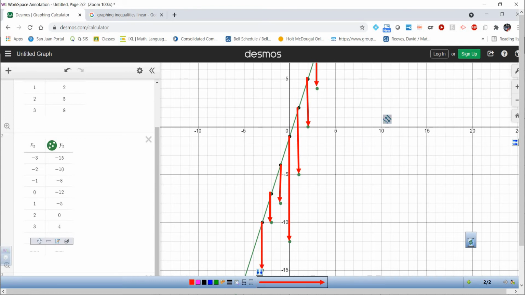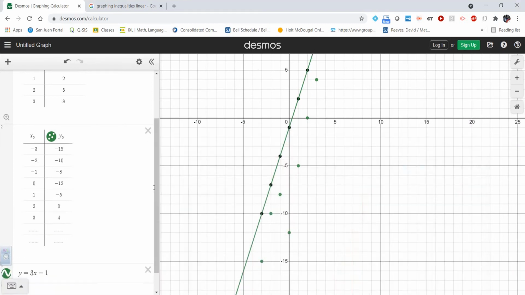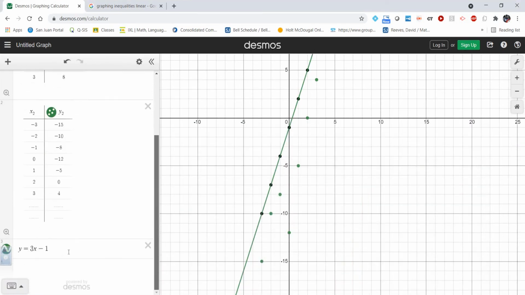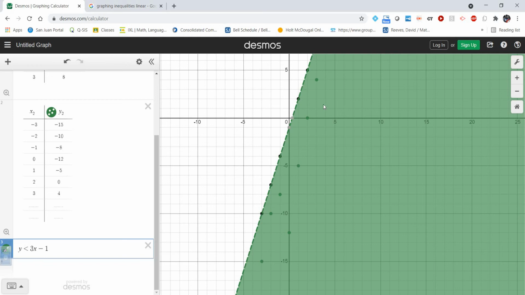So you'll notice, for the equal values, they are on the line. Everywhere on this line, those are the equals, and everywhere below it, those are less than values. In fact, if I go over here to my inequality that I had and change that equals to a less than, you'll notice that it shades the entire area below the line.